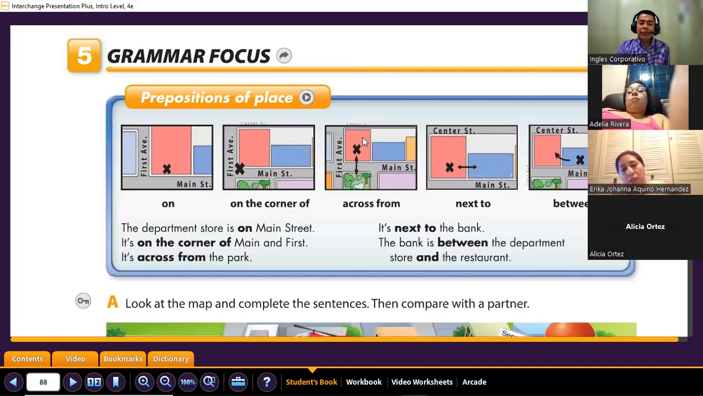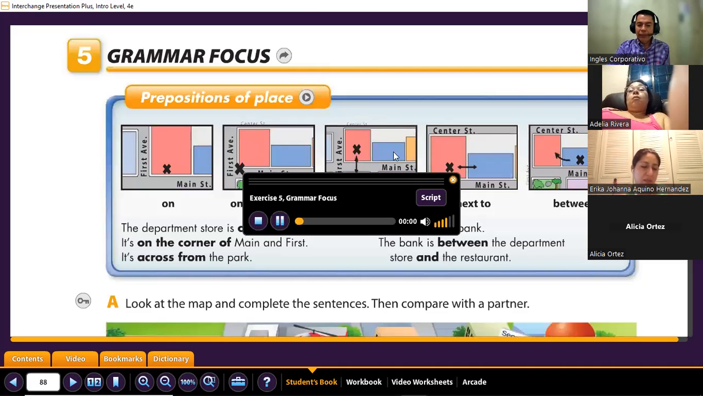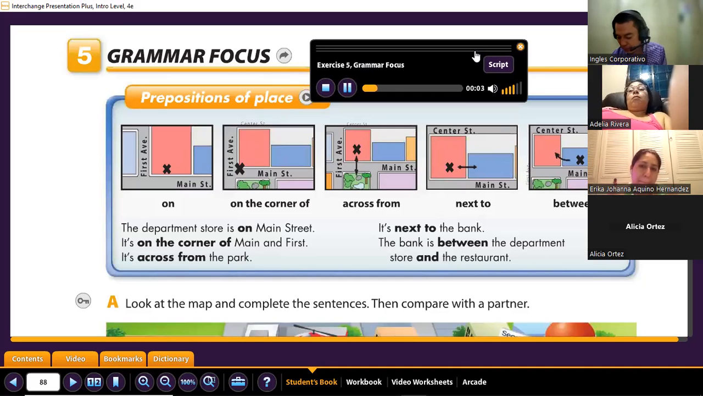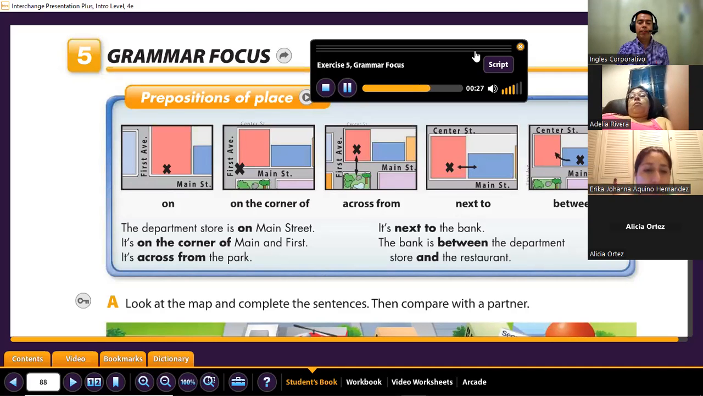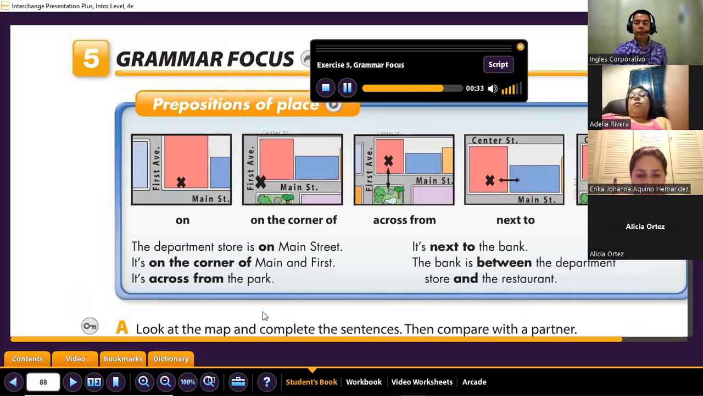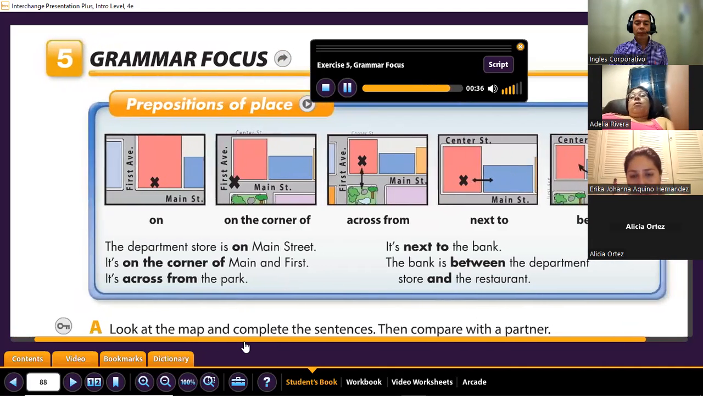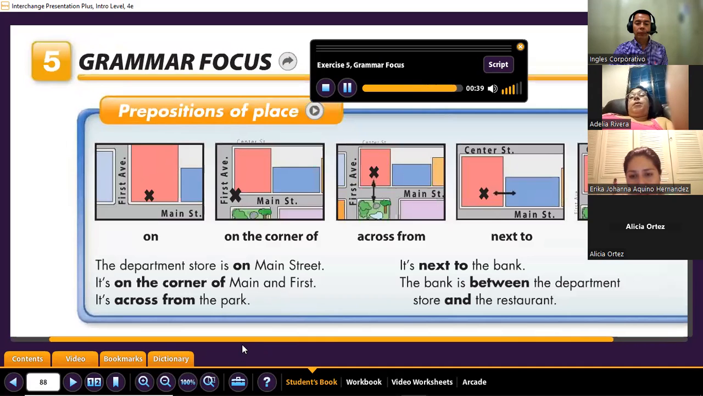And we're going to practice the prepositions, right? Page 88, exercise 5, grammar focus. Prepositions of place. On the corner of, across from, next to, between. The department store is on Main Street. It's on the corner of Main and First. It's across from the park. It's next to the bank. The bank is between the department store and the restaurant.